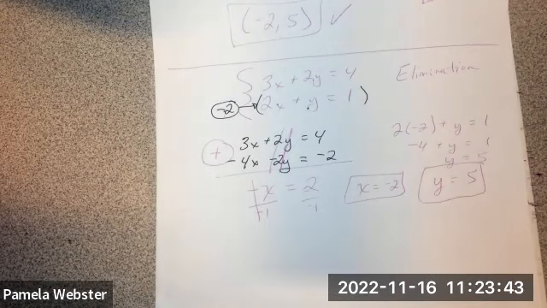So the elimination a lot of times is very quick if you have them set up where you can get rid of one of the variables pretty easily. Okay, so hopefully that looks like what you did.